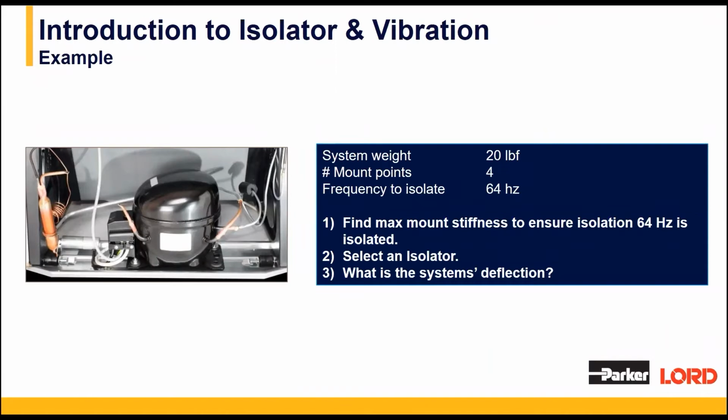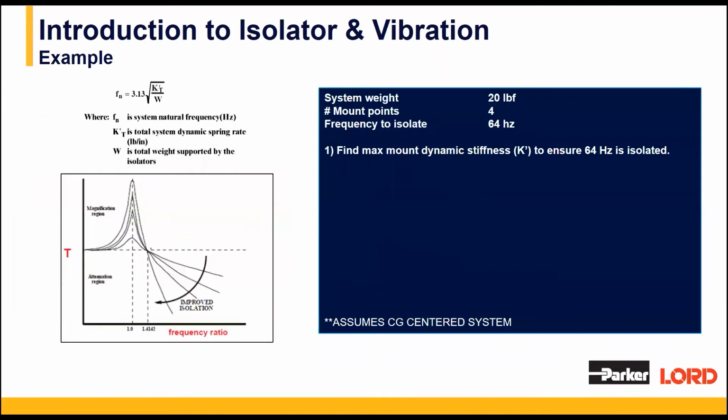All right, we're going to go through a quick example here. So on the right-hand side, we have some basic technical data. We have a system that weighs 20 pounds. We're going to assume that there's 4 mounts, but we're looking to isolate 64 hertz. The things that we're going to look at today is finding the maximum mount stiffness to ensure that we isolate 64 hertz. We're going to select an isolator, and then we're going to estimate the system's dynamic deflection. All of this is going to assume a CG-centered system.